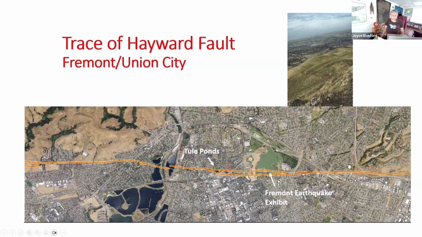Okay, so I'm going to point out, this is the Fremont Earthquake Exhibit. This is Lake Elizabeth. We're going to be taking a virtual tour through there, and I want to show you evidence of what's happened here. And I'm right here in Tule Ponds, which is a small little lake over in this area here, but it's all caused by the Hayward Fault moving.